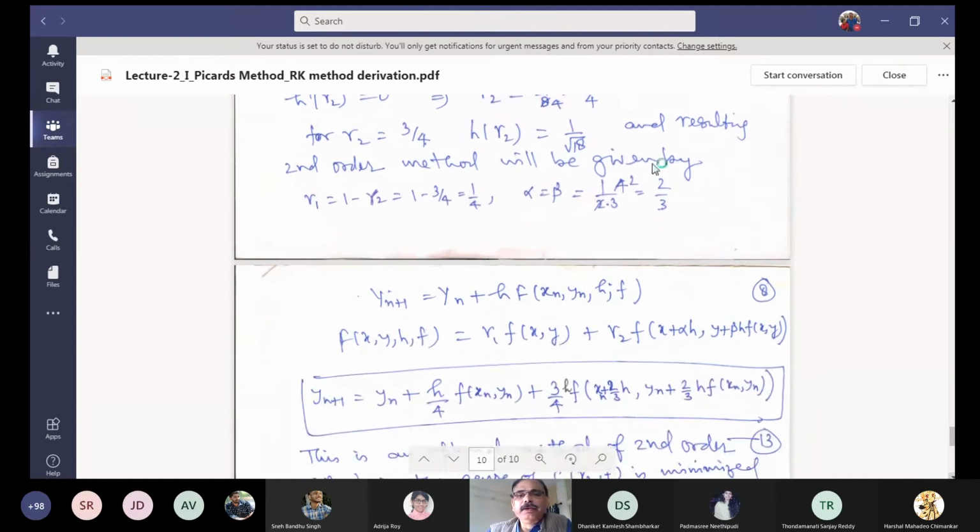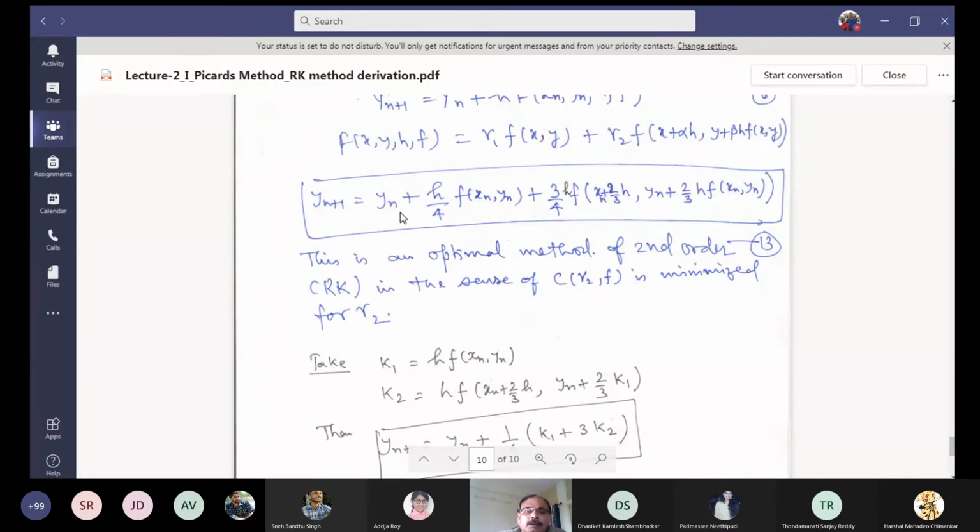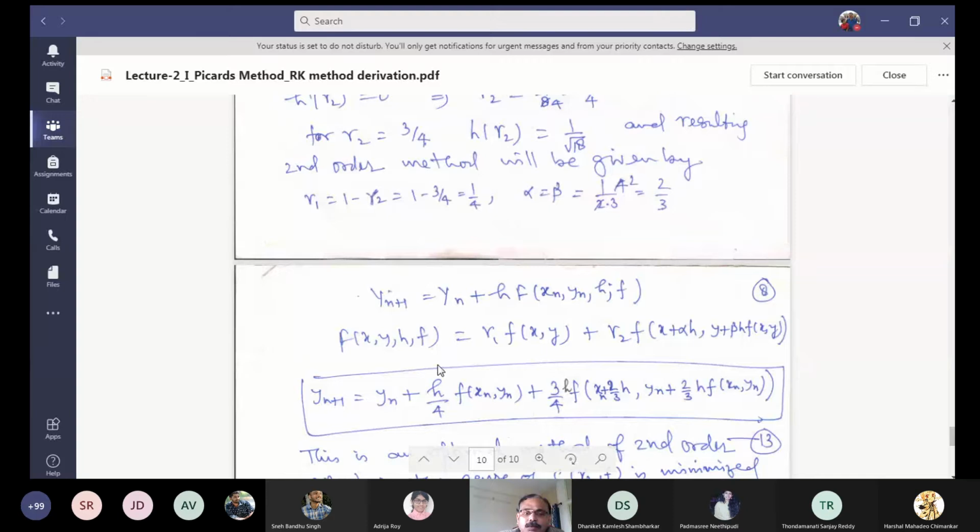So alpha equal to beta equal to 1 by 2 gamma 2, so immediately you get 2 by 3, and gamma 1 is 1 minus gamma 2, immediately you get 1 by 4. Very simple. So the method will be of this form: yn plus 1 equal to yn plus h by 4 f of xn yn, your gamma 1 is 1 by 4, plus 3 by 4 into h f of xn plus 2 by 3 h, comma, the second component will be yn plus 2 by 3 h f of xn yn. So this will be your second order Runge-Kutta optimal method.